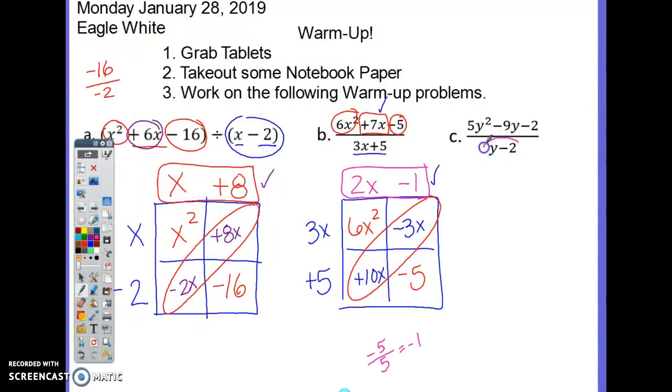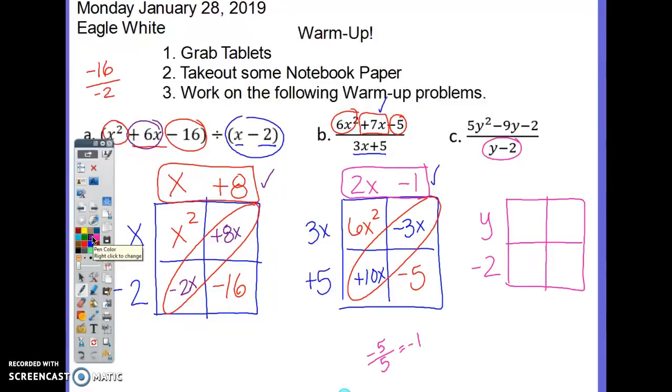You're dividing by 2 things. So again, it's a 2 by 2 box. Y minus 2 goes on the outside. On the inside, we have 5y squared and negative 2. Got those from there. So we start dividing.